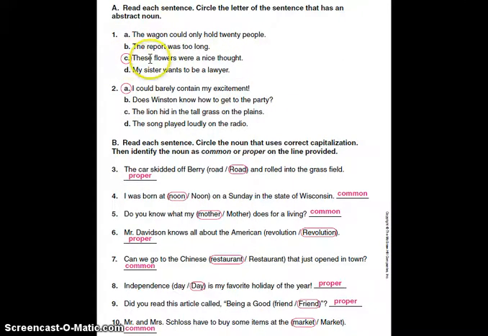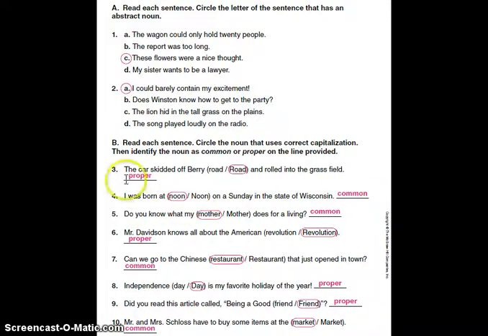Remember, abstract nouns identify with feelings. You may not be able to touch them, see them, taste them. You can't identify them with your 5 senses. So thought, you can't really touch it, smell it, so that would be an abstract. Contain my excitement. Excitement is a noun. It's a thing, but you can't really hold it, touch it, smell it, taste it.